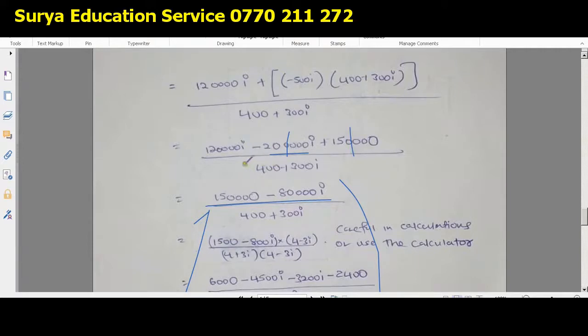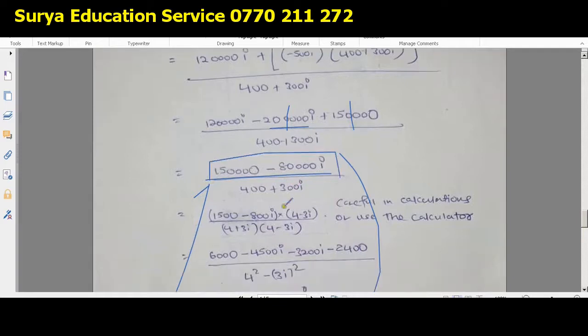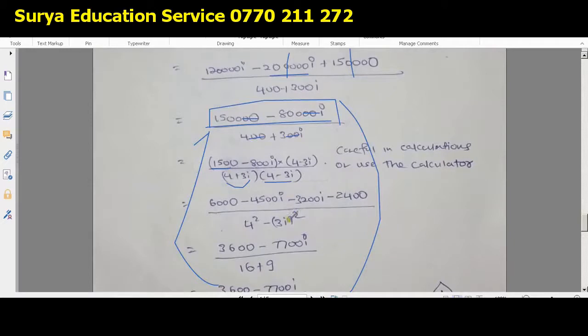120,000 I minus 200,000 I, that means 80,000 I negative, and here it is 150,000, the real component. So now you obtain this. Again, this is 400 plus 300 I, so you can cut these 100 units. You would be getting 1500 minus 800 I, and you can multiply by the conjugate, 4 minus 3i, because the conjugate of this is this. The reason for multiplying by the conjugate is to eliminate the complex number part.